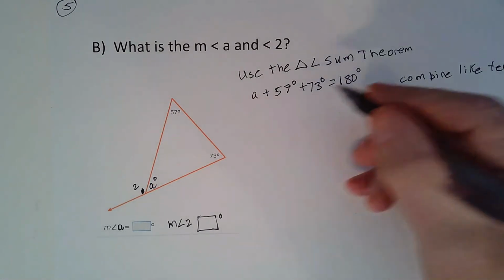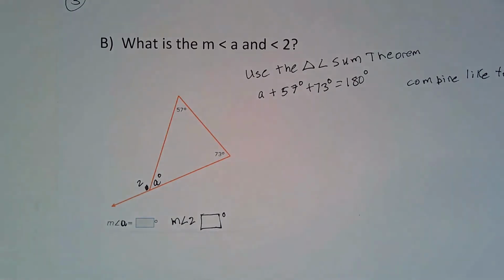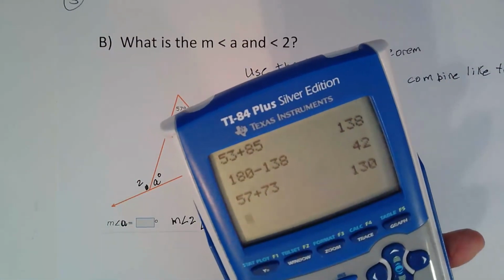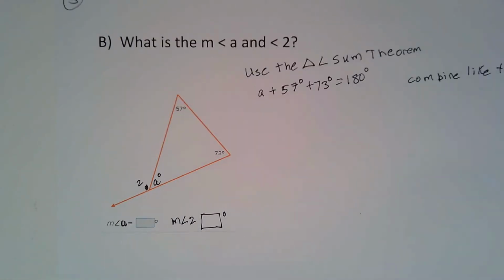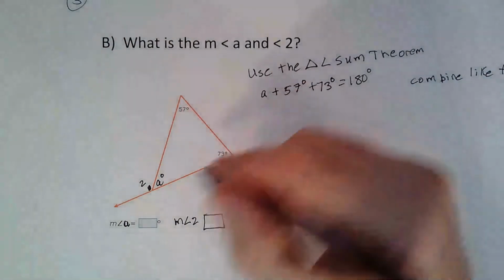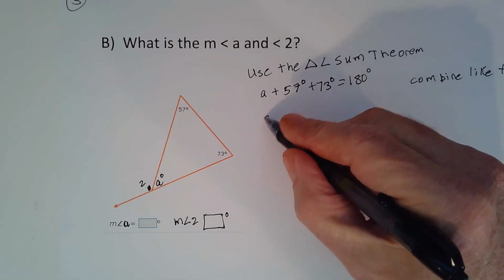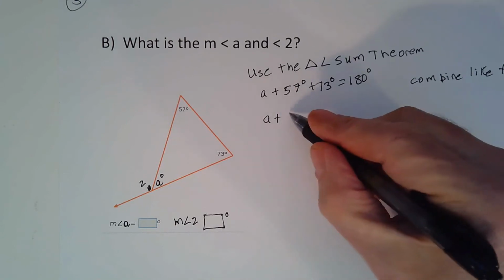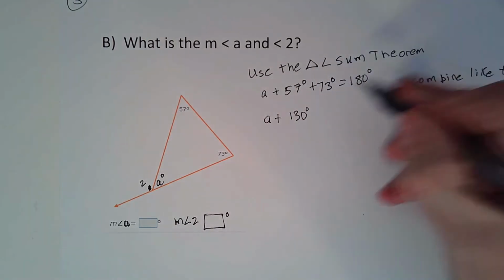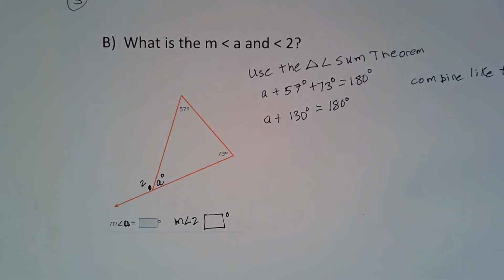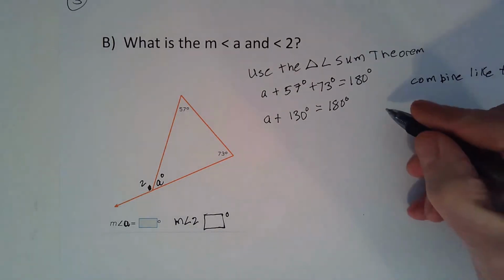And so 57 plus 73, take our calculator. Oh, we've already done it. 57 plus 73 is 130 because we used the same information from our previous problem. So we already have that in our calculator. We just need to add it together. A plus 130 degrees equals 180 degrees. All right. And so now that we have that information, we want to undo.